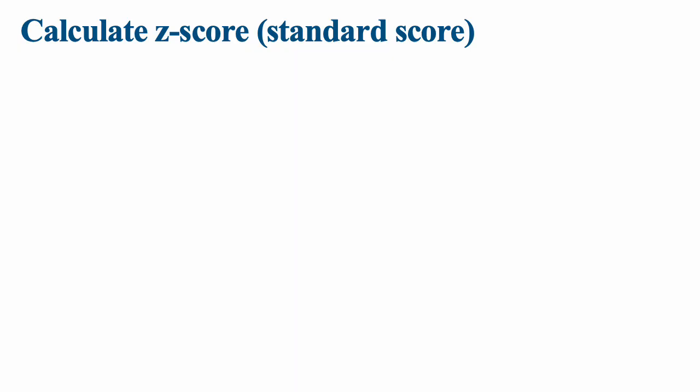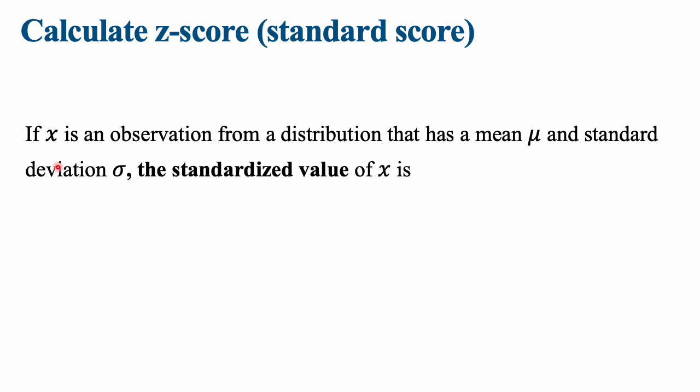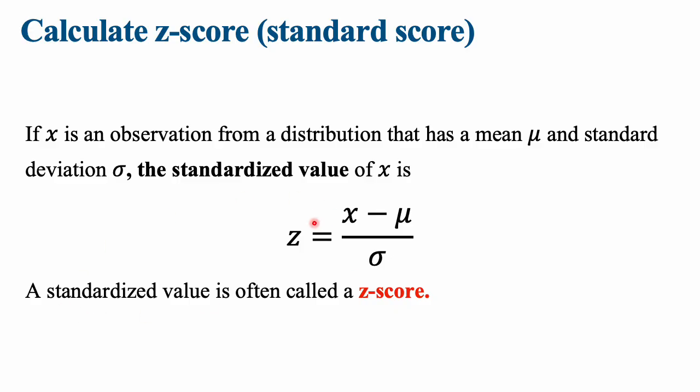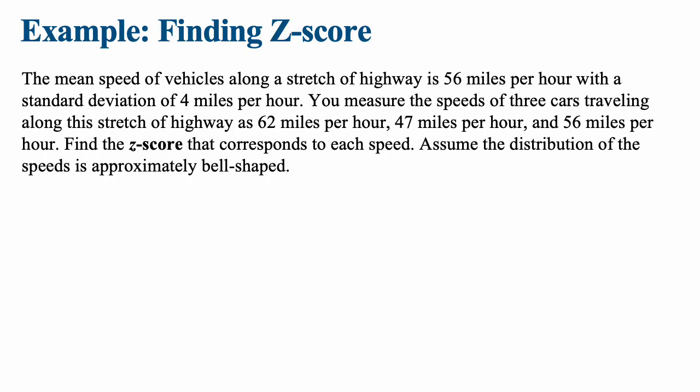Now, how do we calculate the Z-score, or standard score? If X is an observation from a distribution with mean mu and standard deviation sigma, the standard value of X is Z equals X, the observation value, minus mu, the mean, divided by sigma. We call this the Z-score or standard score. Let's have a first example to find the Z-score. The mean speed of vehicles along a stretch of highway is 56 miles per hour.